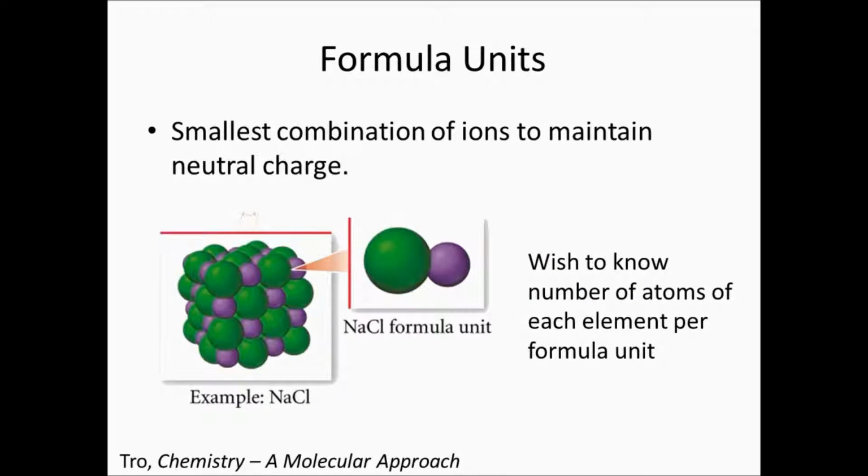So for these, because we don't know what the unit is, we just use the smallest combination of ions required to maintain a neutral charge and call that a formula unit. And for our calculations, we use that to solve problems. And it doesn't really matter, because as long as we know the correct ratio, we're going to be able to do our calculations.